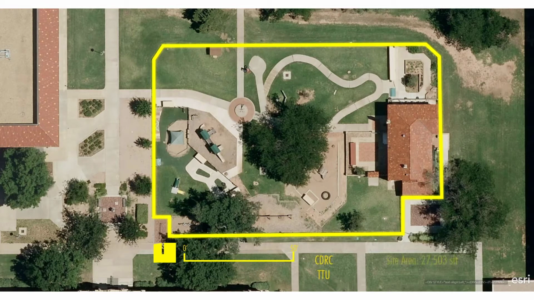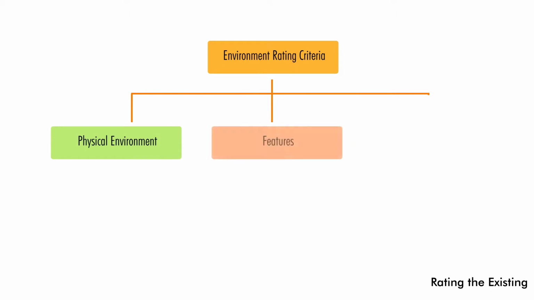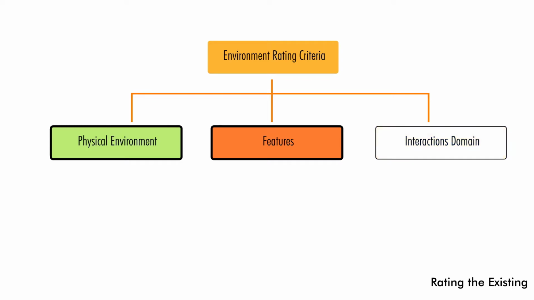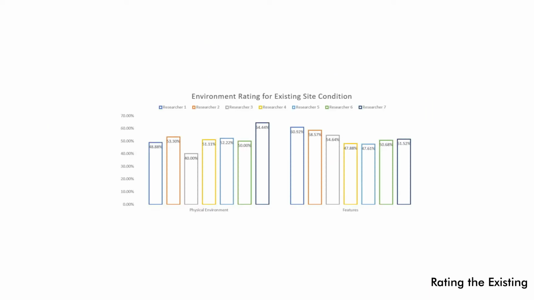To initiate the design, 7 researchers ran the environment rating scale that was initially derived and rated the existing environmental condition of the site. The questionnaire was divided into 3 domains: physical environment, features for science learning, and interactions domain, both with nature and the caregiver. Researchers were able to rate only physical environment and features due to absence of children in the site for COVID-19 situation.